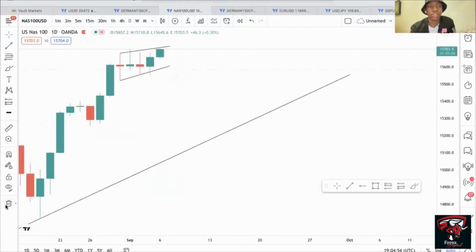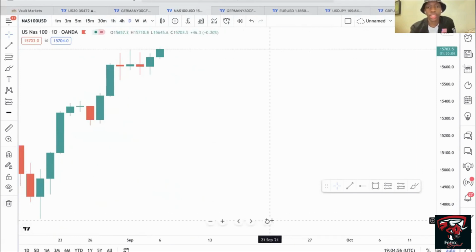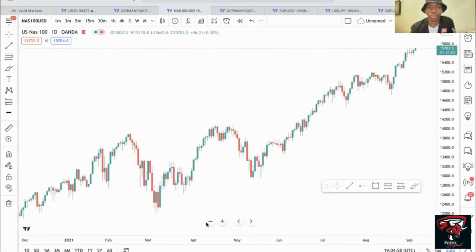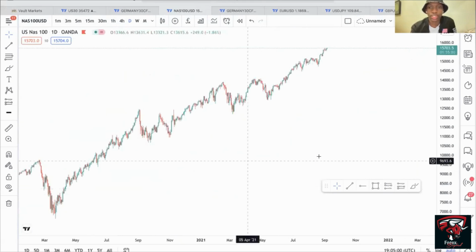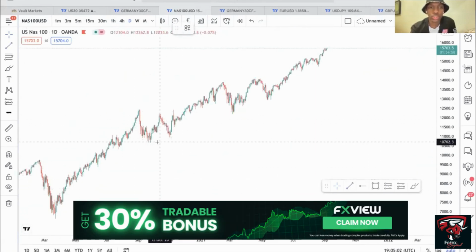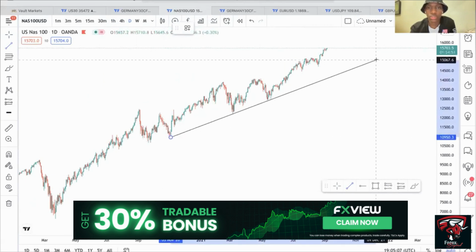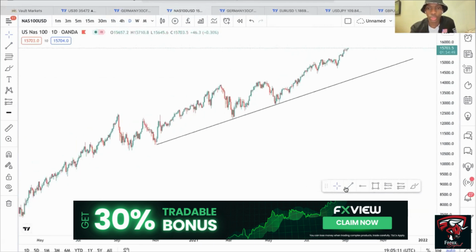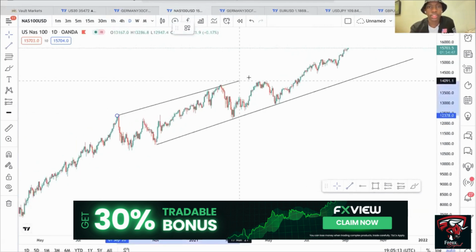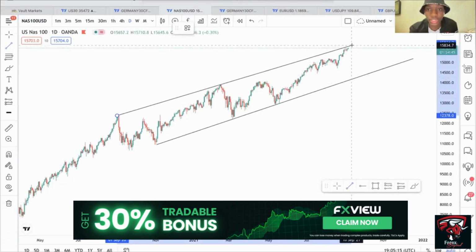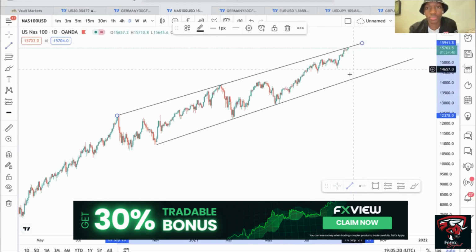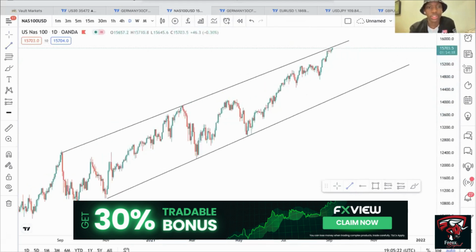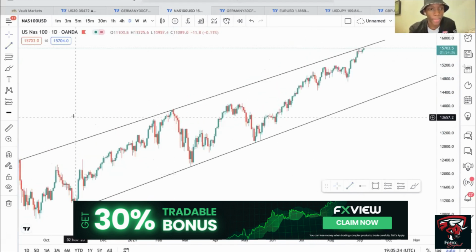NASDAQ. This thing isn't the same anymore. So guys, as I said, you connect your trend line on the lows. Let me just zoom in a bit. On the lows and then on the highs. So NAS, we've been sitting on a third touch for a very long time, and this thing is supposed to drop.